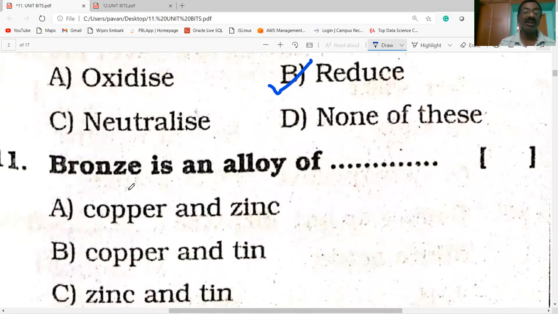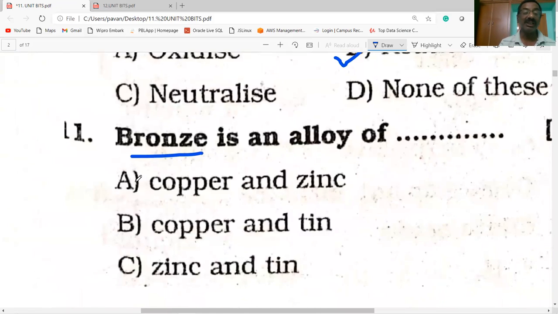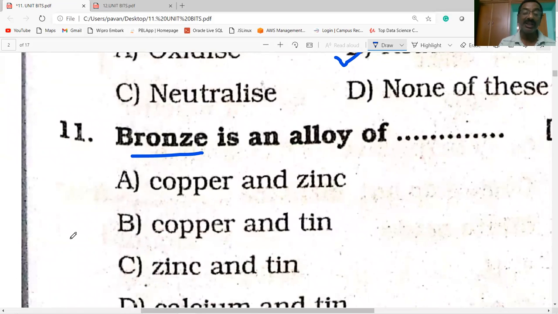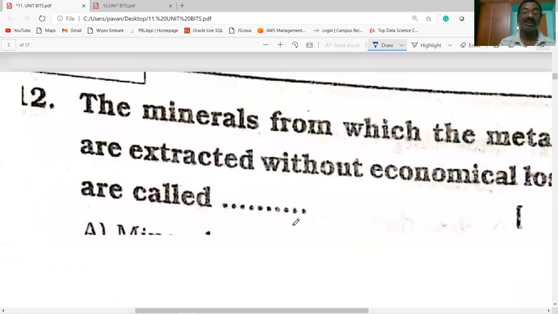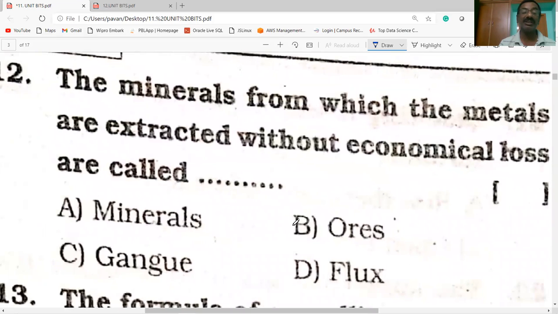Bronze is an alloy of, tell me, copper and tin. Copper and zinc ani adigante it is brass anamata. Next question on the screen. The minerals from which metals are extracted without any economical loss are known as ores.